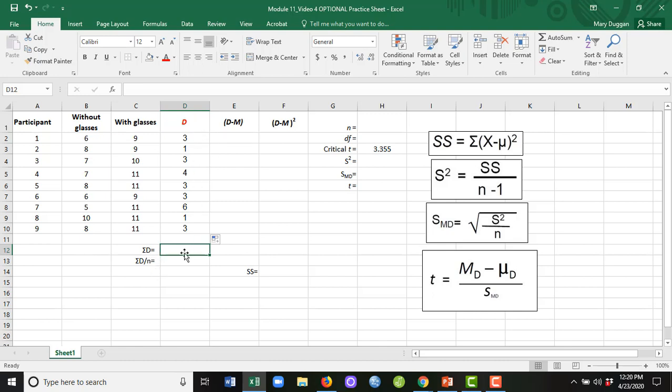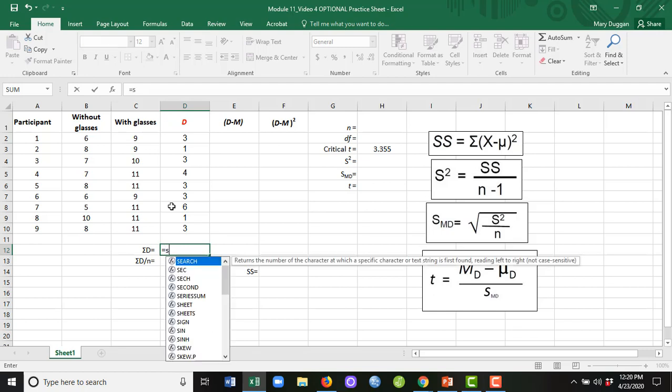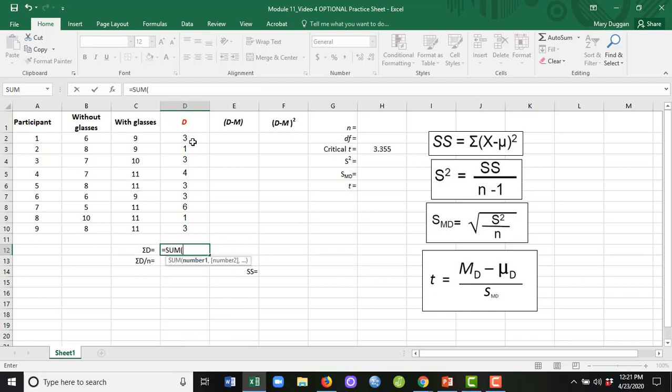I can sum up these scores first. So I'm going to hit equal. I'm going to type in sum, double click it, and I'm going to select all of these scores to add up. And then to find the average of these difference scores, like we've done before many times, equals, I'm going to select my total and divide it by my n of 9. So the mean for this group of difference scores is 3.